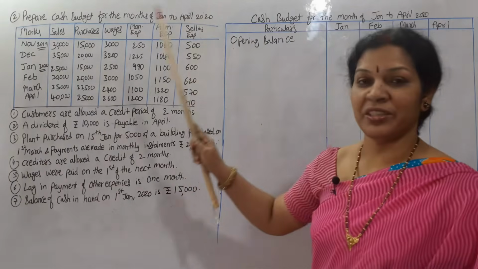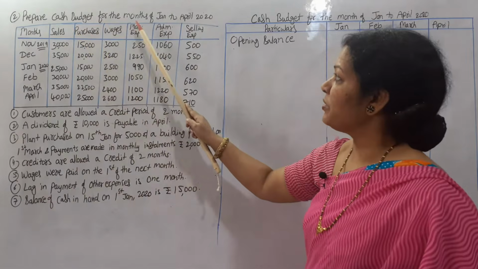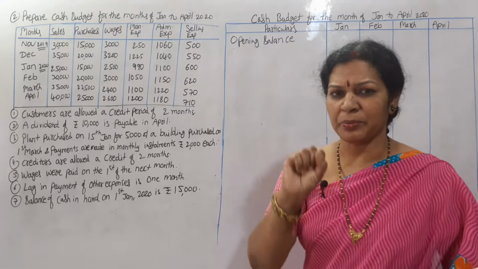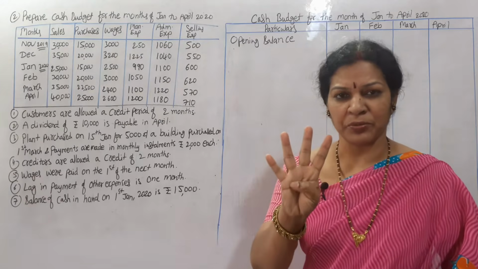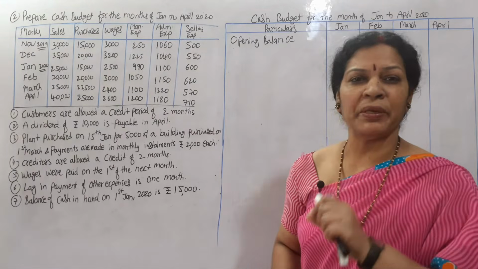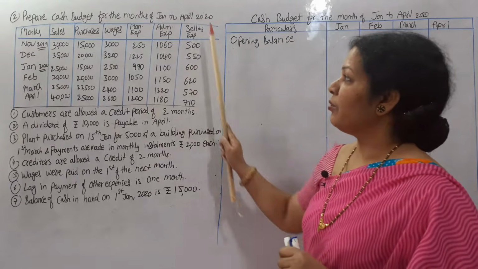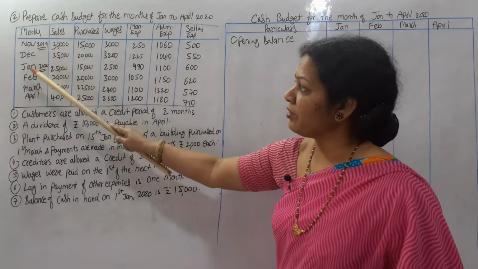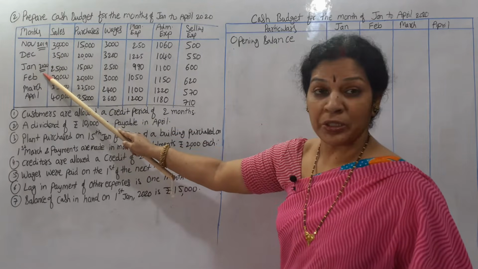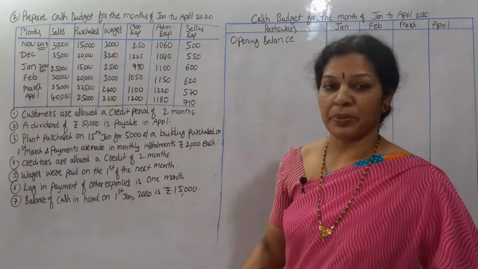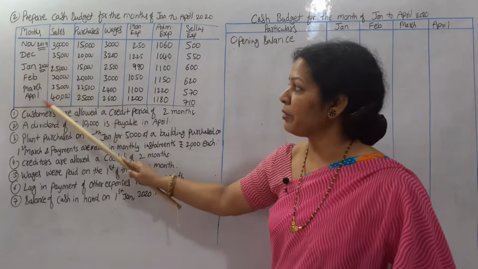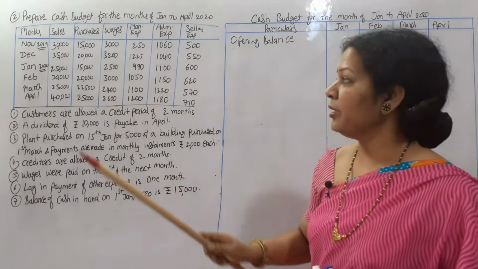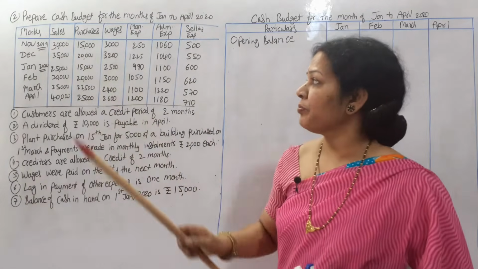Now the problem is given like this. Prepare cash budget for the month of January to April 2020. January, February, March, April, 4 months we have to prepare. In the previous problem we prepared for 3 months. Now here 4 months. What is the data given to us? Months are November 2019, December, and January 2020, February, March, April. 6 months are given, but we are going to prepare only for January to April. This is additional information.